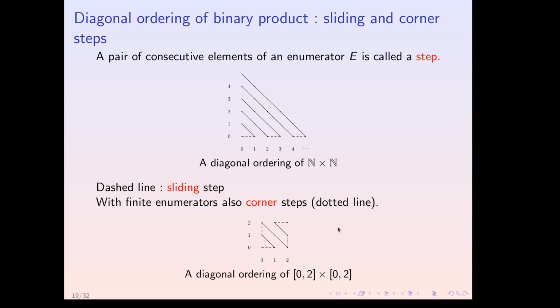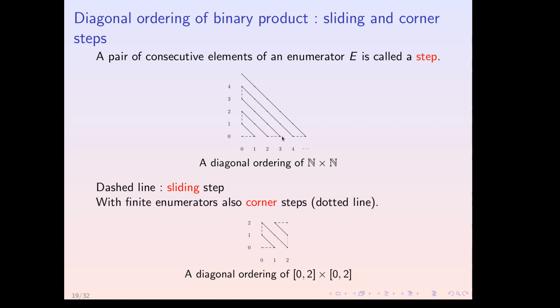So using these bidirectional enumerators, we can program the diagonal binary product. If both enumerators are infinite, then it's quite simple. We have the normal steps, which are the diagonal steps. One is going forward and the other one is going backwards. And we have those special steps when one of the enumerators reaches its bottom, then we have to do here a sliding step. So here on the wall we change the way of both enumerators.